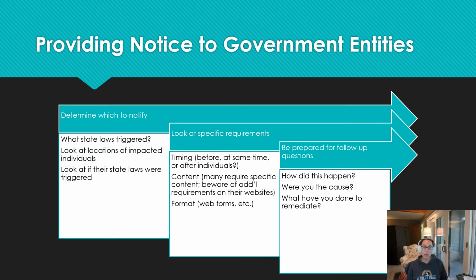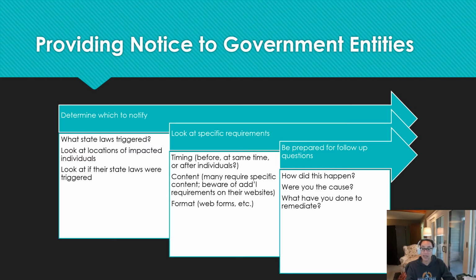So it's very important, as our first step, to figure out which government authorities we need to notify. To do that, we're going to look at what state laws have been triggered, the location of the impacted individuals, and whether or not the state laws were triggered. So did our fact pattern include personal information as defined by those state laws? And was our fact pattern a breach as defined by those state laws? Then we'll look at the specific notice requirements for those government authorities.